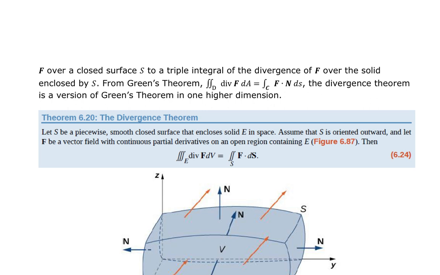There are a couple of things that have to happen: it has to be piecewise smooth. So here's a picture. I've got this solid that is piecewise smooth. The surface is piecewise smooth, and then the solid, of course, would be a solid. We assume that it's a piecewise smooth closed surface that encloses some solid E in space. We also assume that S is oriented outward, so all of our normals are pointing outside of our solid, not pointing inside of our solid. And F is our vector field with continuous partial derivatives on an open region containing E.